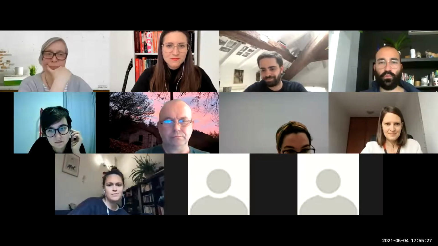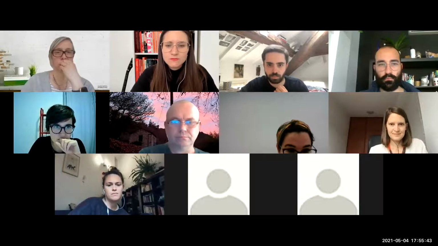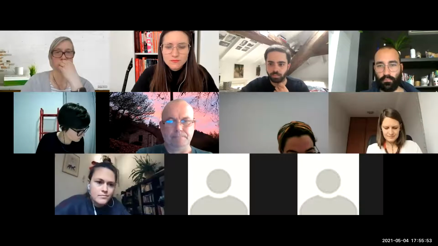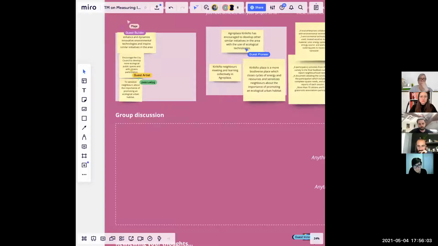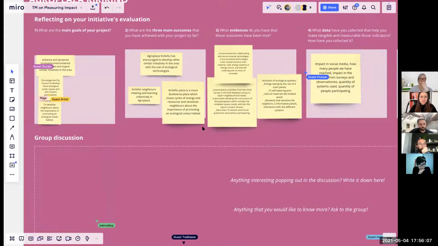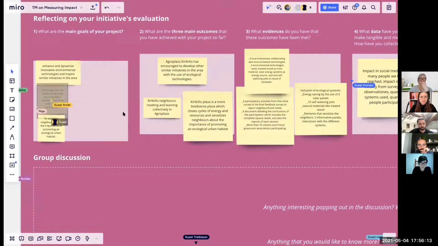Okay. So here in the goals, the main objectives were to encourage the citizens to participate in a participatory process, and also sensitize them about the importance of promoting ecological urban habitats, and encouraging the city council to develop more ecological public spaces. And these are the main objectives.